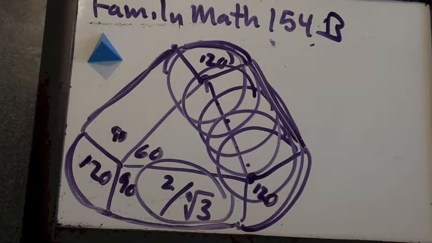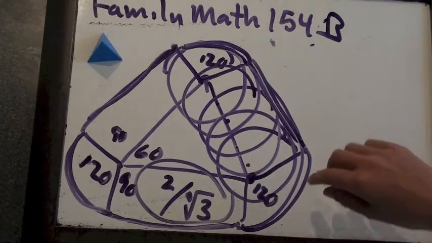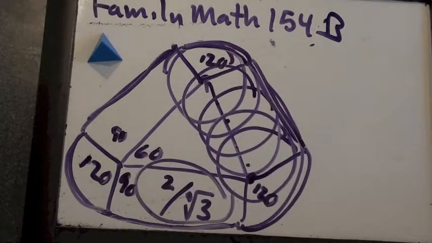It's 360, which is what shape? If we put them together, it's a circle. So these are each a third of a circle. That's pretty interesting, right?